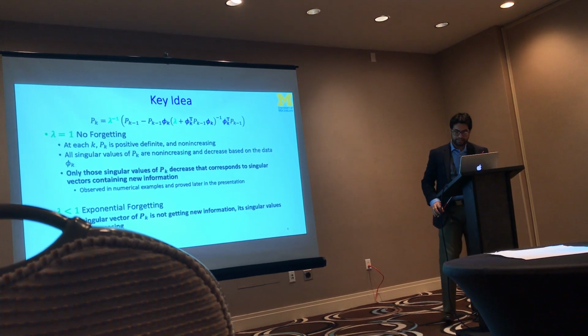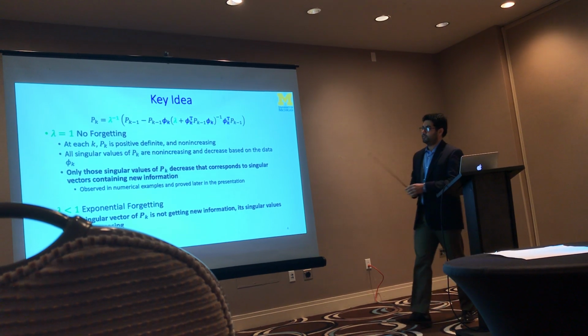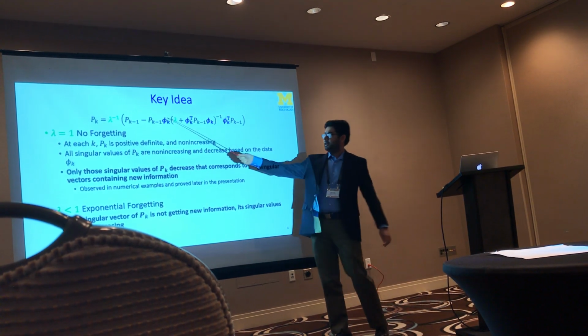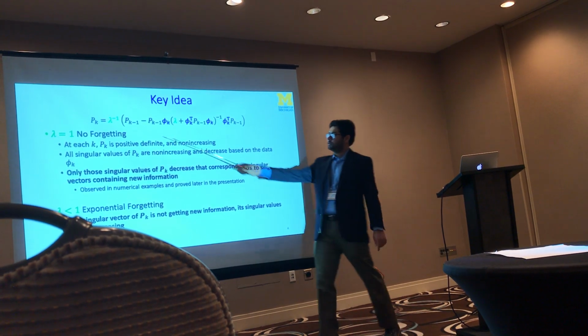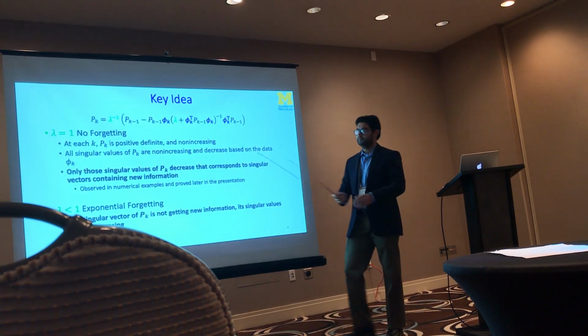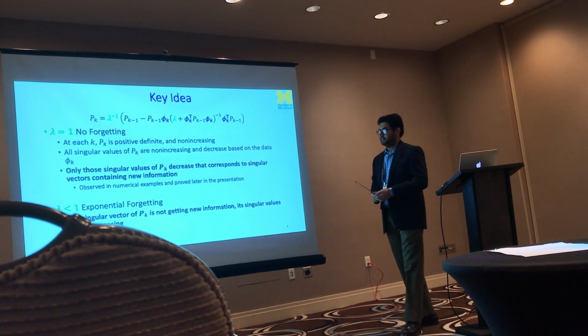So this is the key idea. This is basically an observation over a lot of numerical experiments that I've been doing. If you look at this update equation for the covariance matrix P of k, and we set lambda equals 1, so that is no forgetting, all the data is equally weighted. What we see is that P k is positive definite.